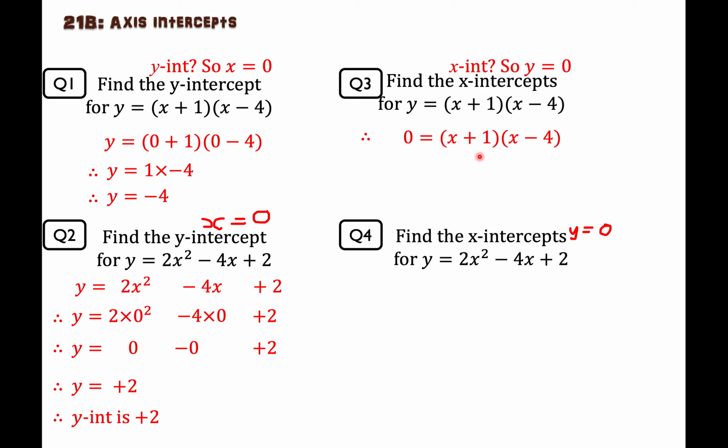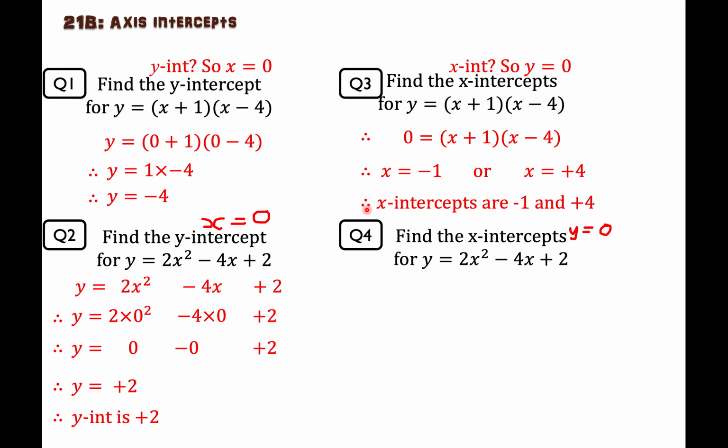Now, this is nicely factored, so we can use the Null Factor Law. We know that these two things multiplied together equals 0, so either the first one is 0 or the second one is 0. If this thing is 0, X has to be negative 1. What solution do you think would come from here? If X minus 4 is 0, then X has to be positive 4. So those are our X intercepts.